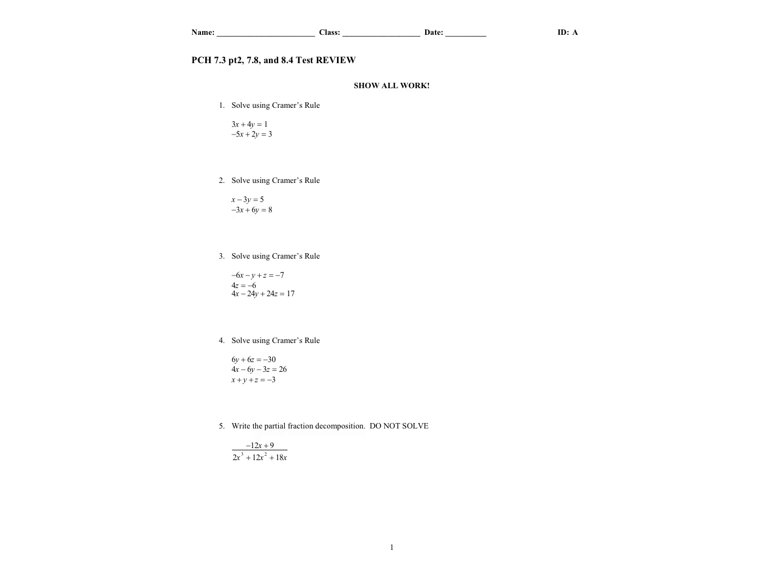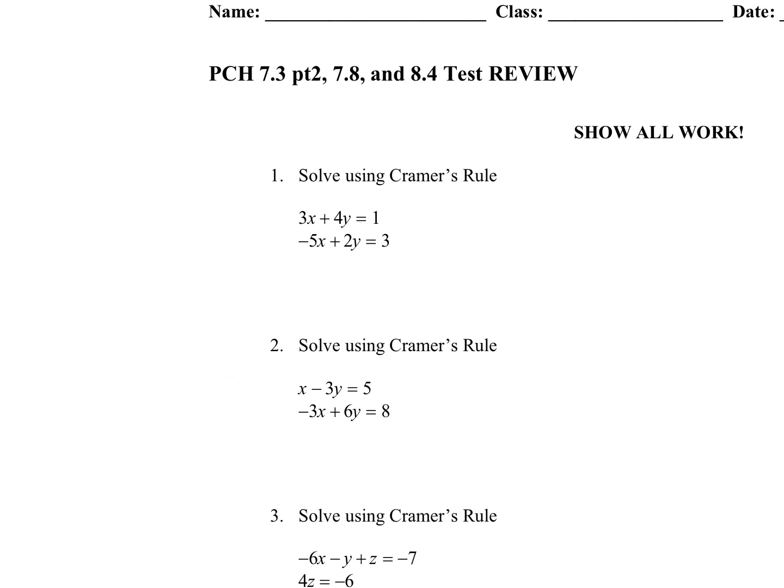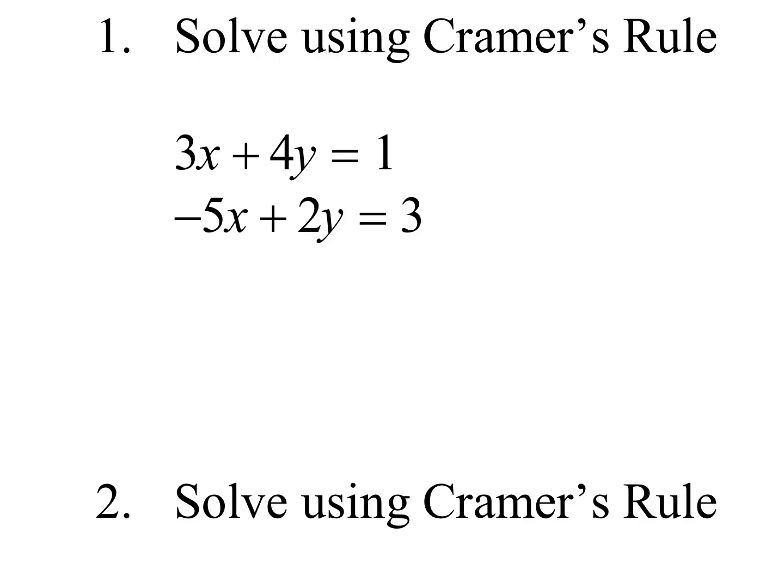All right, so let's look at review number 1. We're going to solve using Cramer's rule. First thing you want to do when you have a question like this, make sure your terms are in order. Some of the quiz questions had the answer on the other side or the x and the y backwards. You want to make sure it's in order. So when we find our determinant, here they're in order, so we don't need to rearrange anything.